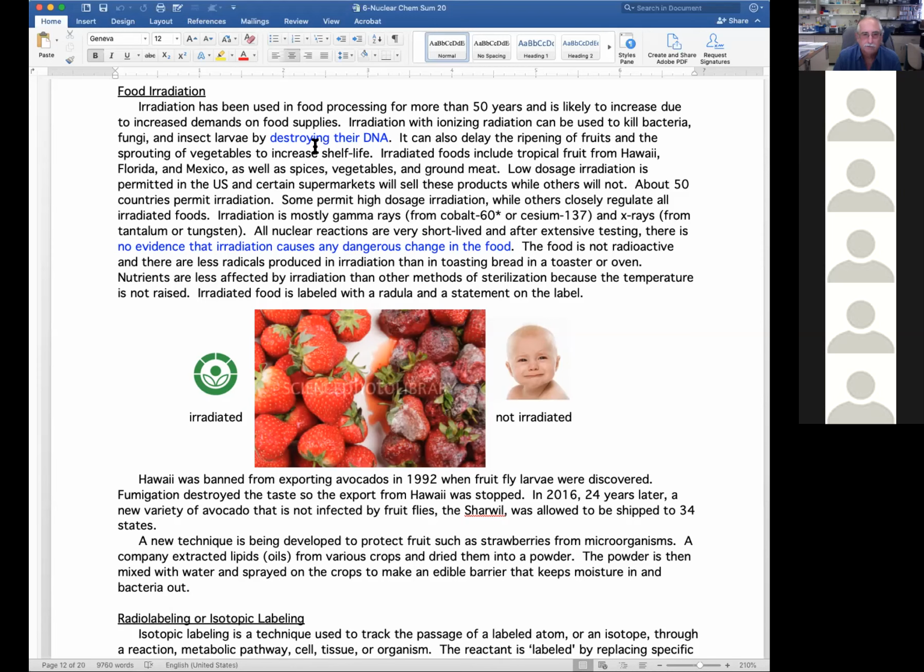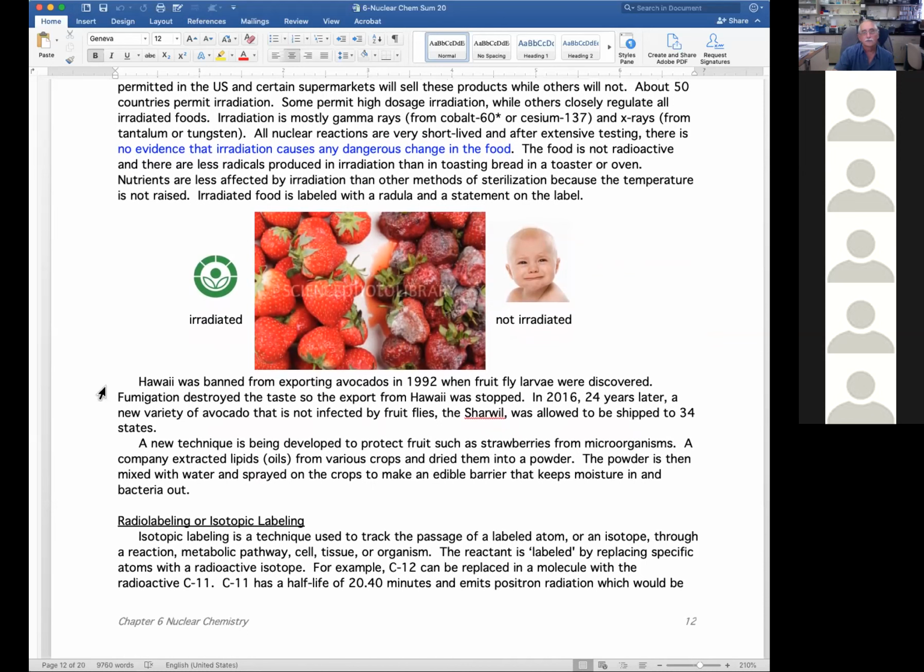So there's fewer free radicals produced in irradiation than in toasting bread in an oven or toaster. The nutrients are less affected by radiation because the temperature doesn't go up. But irradiated food is supposed to be labeled with this radura here.